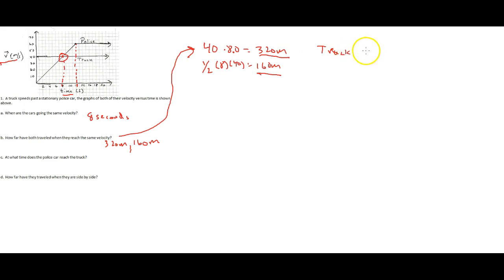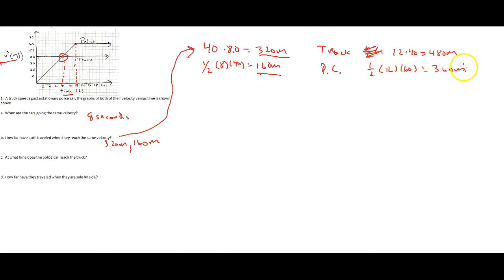The truck would have gone 1/2 12... No, the truck's not 1/2, it's a rectangle. I'll get this right yet. The truck would have gone 12 times 40, which is 480 meters, I believe. The police car is in a triangle, is it not? So the police car is going to be looking at 1/2 times 12 times 60, which is 360 meters.